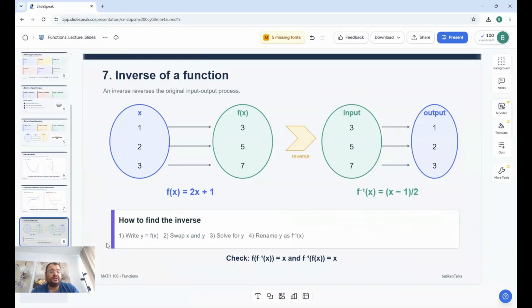Inverse of a function. So you have a function and you are trying to take an inverse of that function. You have a domain set for this function. This is a domain set. This is the range set. And when you take the inverse of it, the domain and range are also reversed.